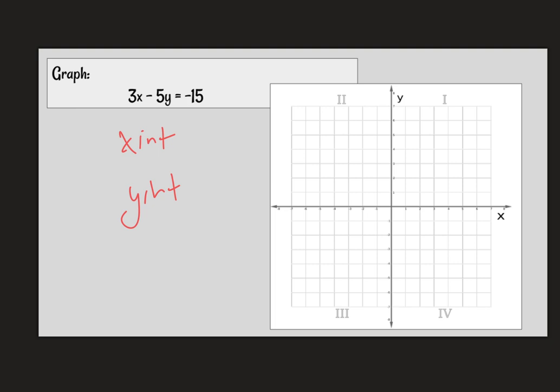The x-intercept, that's when y equals 0. So slap, gone. I have 3x equals negative 15. x must equal negative 5. So right there, I just got that point. And then let's erase our slap. Let's do the y-intercept. That's when x equals 0.